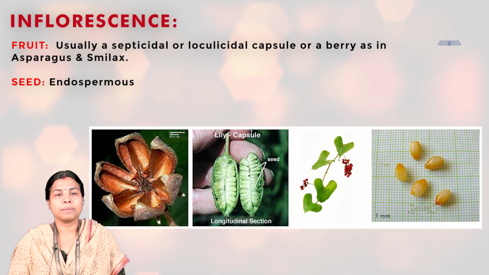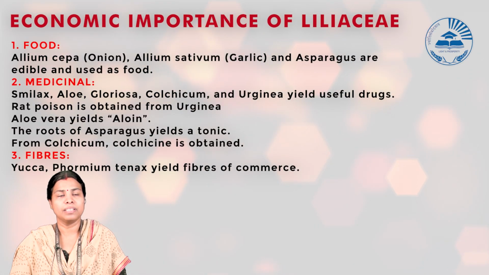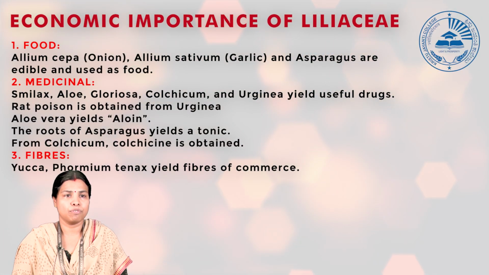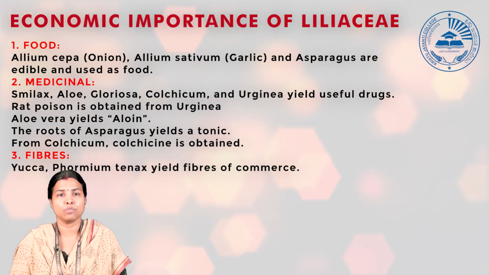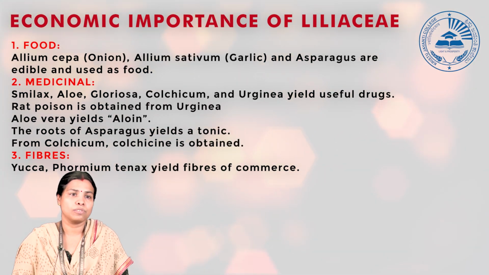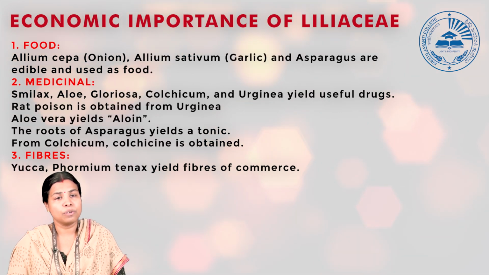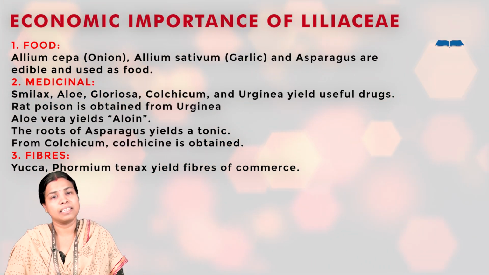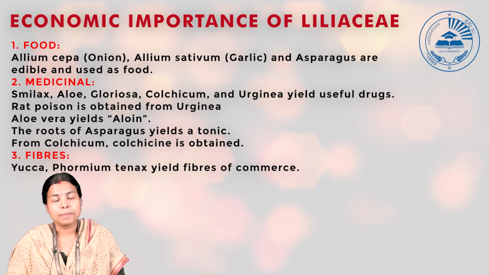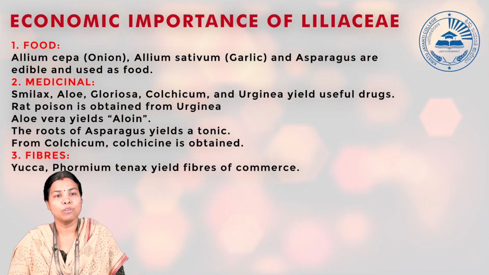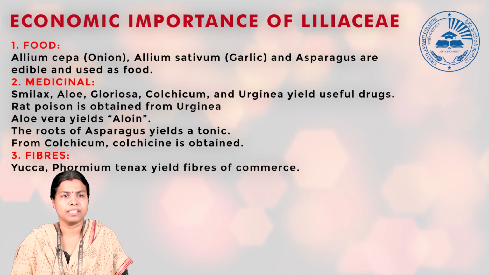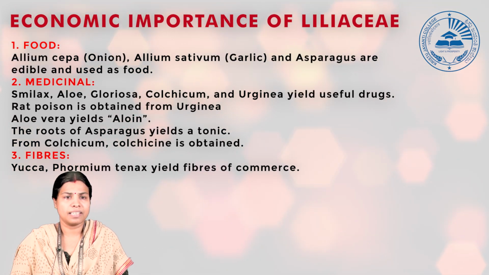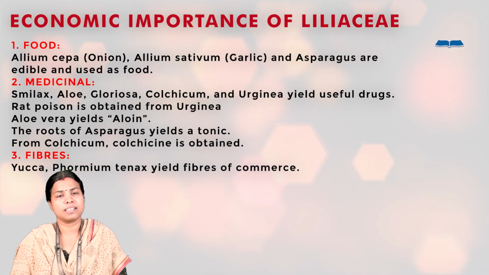Moving on to the economic importance of the Liliaceae family. Predominantly it is a source of food: onion, garlic and Asparagus are edible and used as food. It has medicinal value also. Smilax, Aloe, Gloriosa, Colchicum and Urginea yield useful drugs, and rat poison is obtained from Urginea. Aloe vera yields aloin, which is also a medicinal property. The roots of Asparagus yield a tonic. From Colchicum, colchicine is obtained.